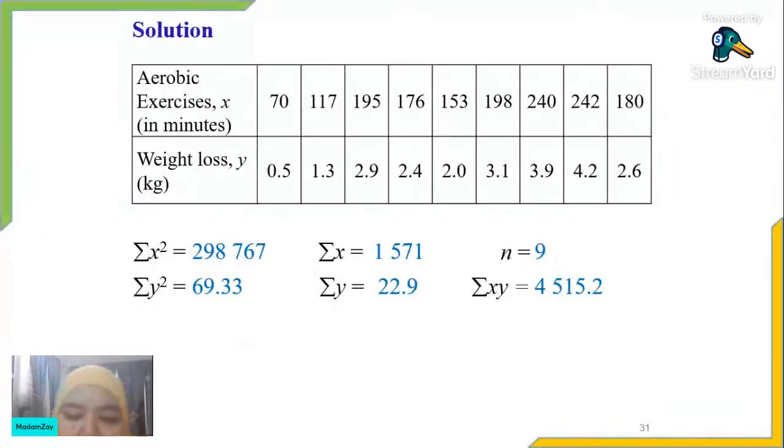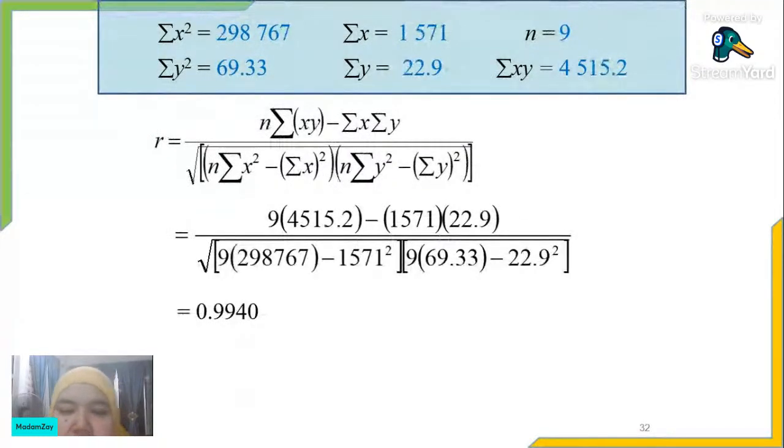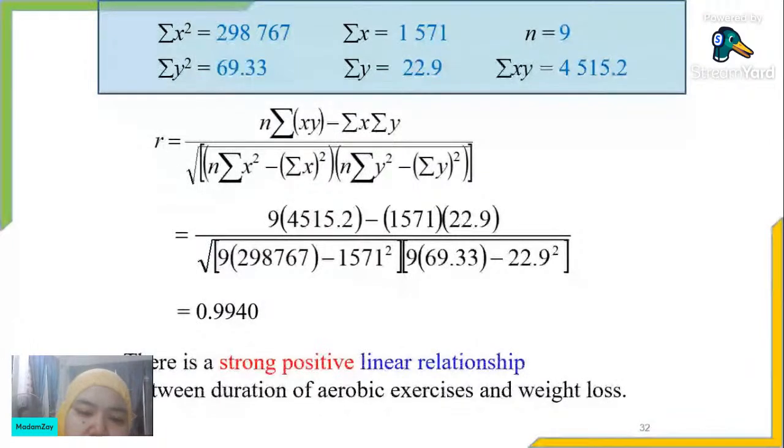Let me check. No, we just use this value and put it in the calculator. We get this value 0.9940, right? And then they ask you to interpret. So you interpret: there is a strong positive linear relationship. Use the keyword linear relationship. This value 0.9940 is near to 1, and it is a positive value, so there is a strong positive linear relationship between the duration of aerobic exercise and weight loss.